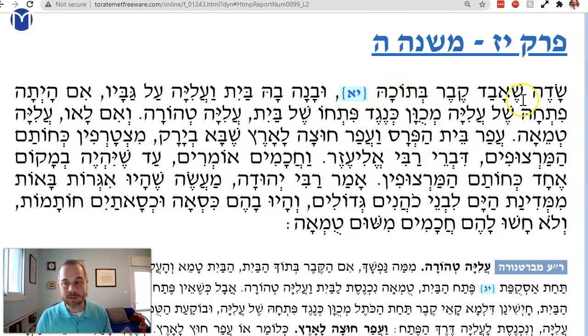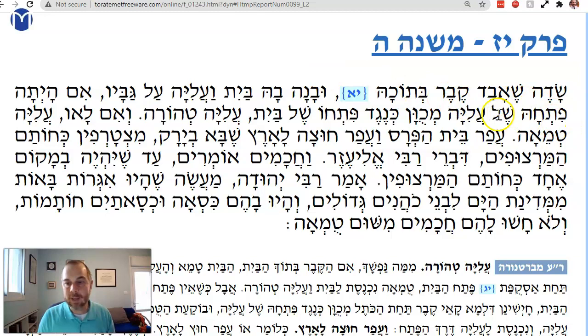Not a Beit Hapras, but a sadeh, a field where the kever was lost in it. You don't know where the kever was. Ubana ba'bayit va'aliyah al gabav. When you built in it a house and a loft. So the house and the loft both have doors. The house has a door on the floor level. The loft has a door on the second level. They have a ladder to it or what have you.